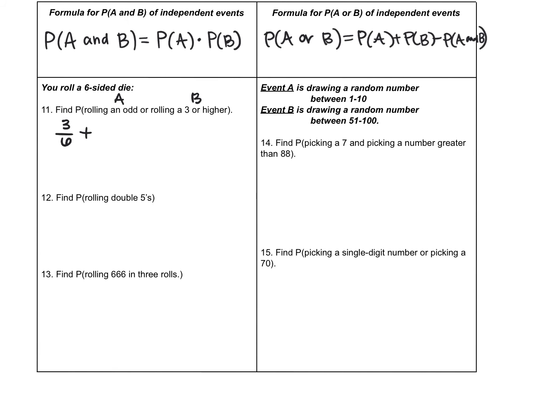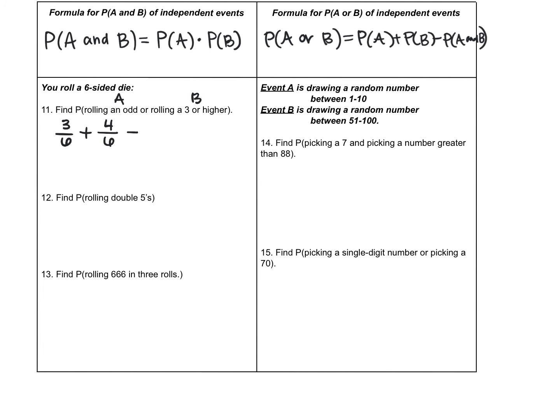So that's 3, 4, 5, and 6. So there are 4 outcomes there. Now, if I had just stopped here and I didn't subtract the probability of A and B, I would get 7 over 6, which is not possible because probabilities have to always be between 0 and 1.